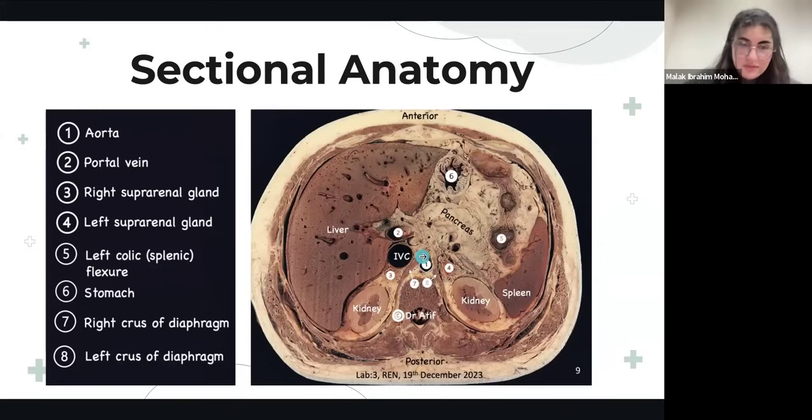Now, you also have the left colic splenic flexure, which is number 5 over here. And then you have the stomach. I think just know everything on here. It's only 8, so be very familiar with them. You will 100% get a question on sectional anatomy in your OSPE, so be very, very familiar with the pictures. You might get anything, to be honest, but most probably they're going to be asking about the structures around the kidneys. Next, you have the right crus of the diaphragm. So over here, 7, you have the right crus of the diaphragm, and here is the left.